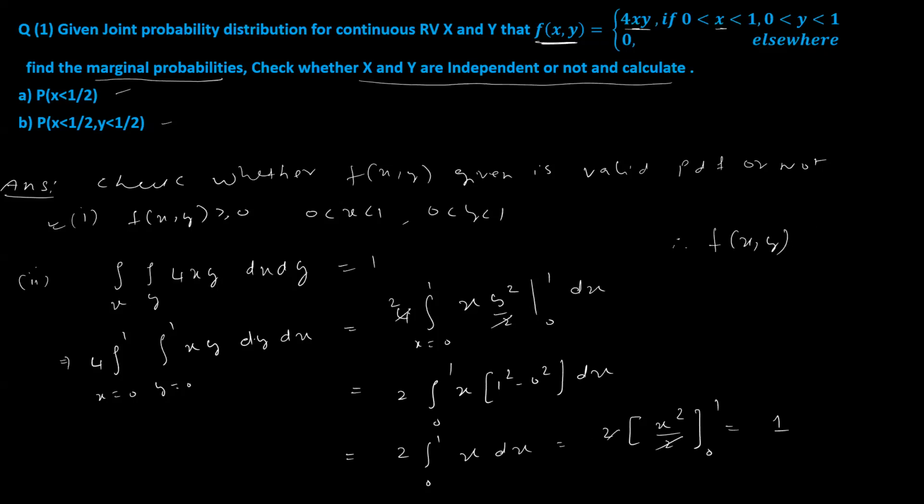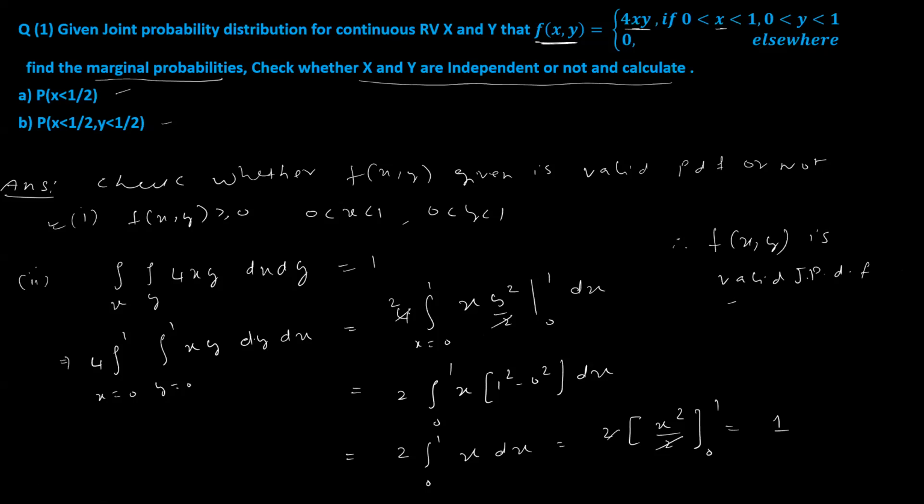You have to first check it is a valid PDF. Actually, it is a valid joint probability density function. Okay, so this portion I have checked out.